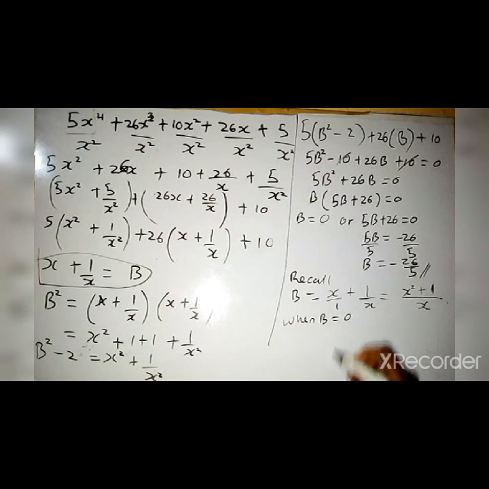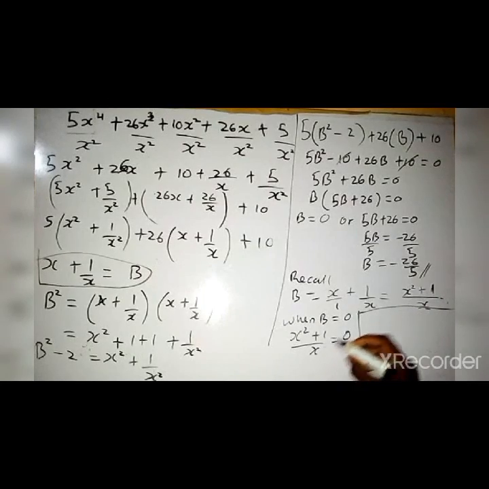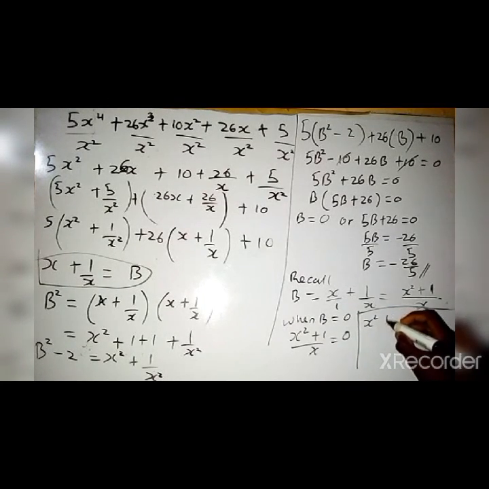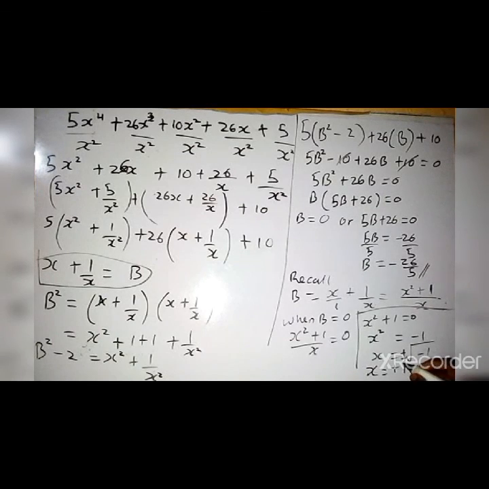b equals 0, we now have x squared plus 1 over x equals 0. When this is multiplied it will be 0, so it will now be x squared plus 1 equals 0. So our x squared will now be equal to minus 1. Our x will now be equal to plus or minus square root of minus 1. And you know that from complex numbers, square root of minus 1 is i. So we now say plus i or minus i.